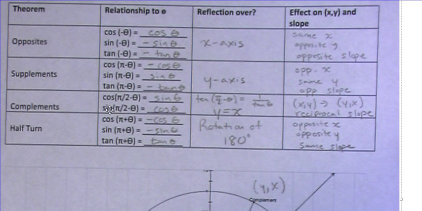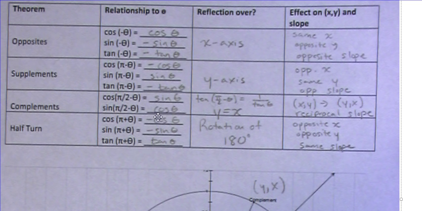I forgot to put the tangent on there, and you will need to know that. The tangent of pi over 2 minus theta is the same as the reciprocal of the original tangent. And if you think about it, that's actually the cotangent as well. So the tangent of pi over 2 minus theta is the same as the cotangent of theta. So they would have reciprocal slopes of one another. Their slopes would be reciprocals.